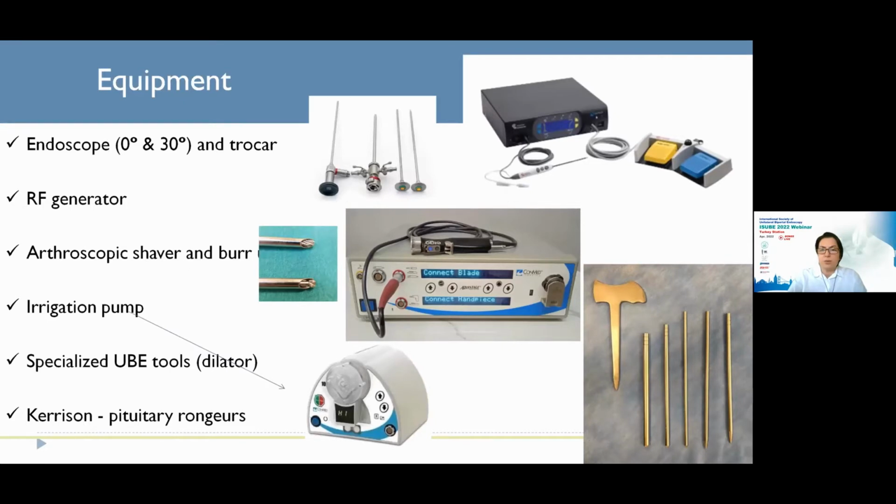What do we need to do UBE surgery? We need a 0 or, depending on the surgeon and procedure, a 30-degree endoscope with trocar, RF device, arthroscopic shaver and burr, arthropump, special UBE instruments, Kerrison and pituitary rongeurs.